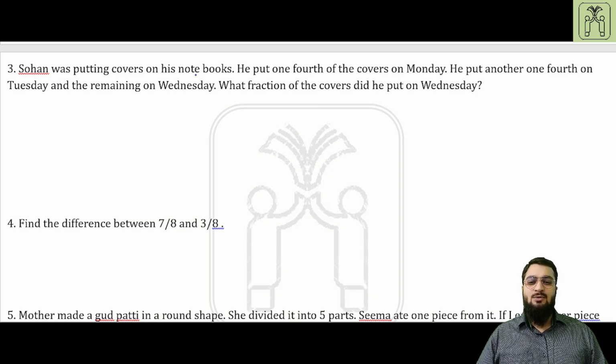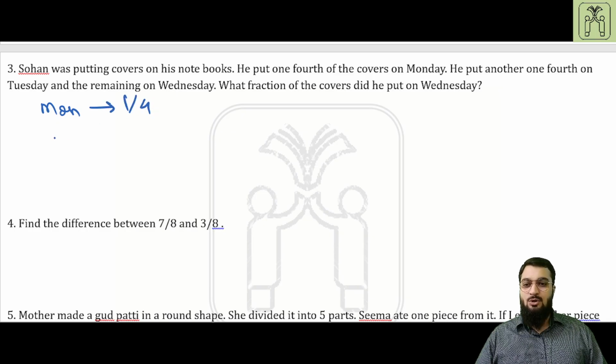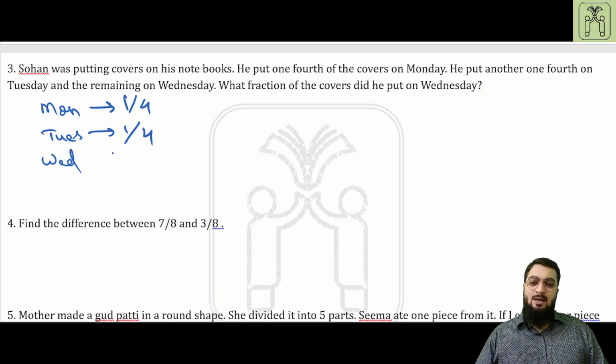Sohan was putting covers. So there is one person, Sohan, and he put 1/4 of the covers on Monday. On Monday there is only one person. There are a number of days, so what you need to do is write Monday, and for Monday 1 upon 4th. He put another 1/4 on Tuesday, and the remaining he put on Wednesday.